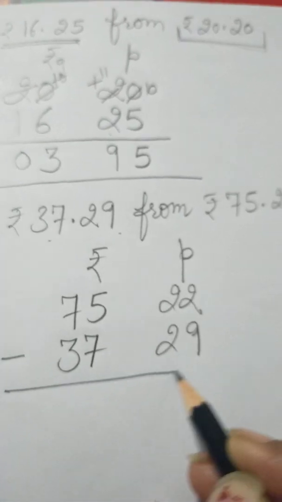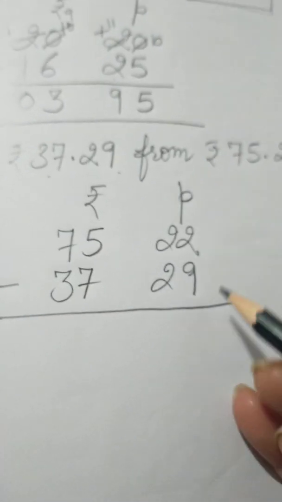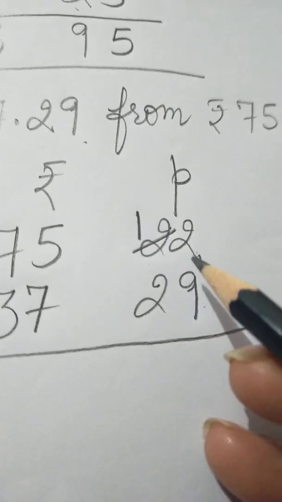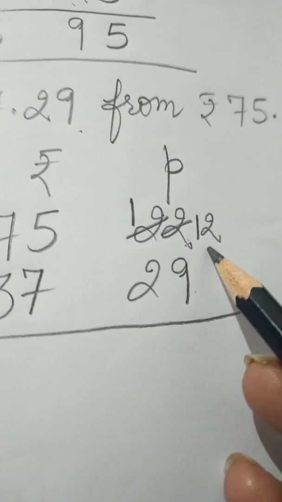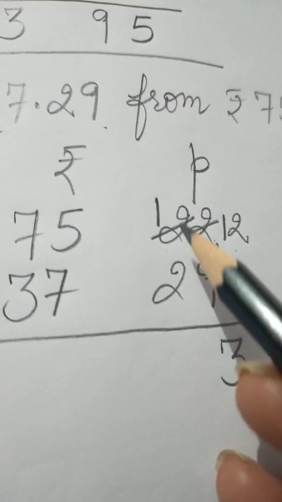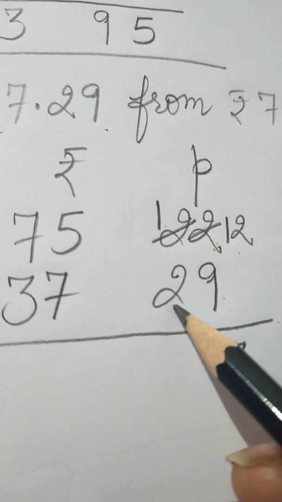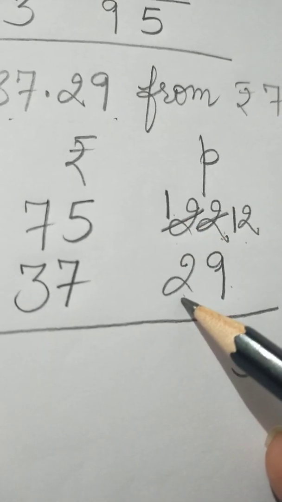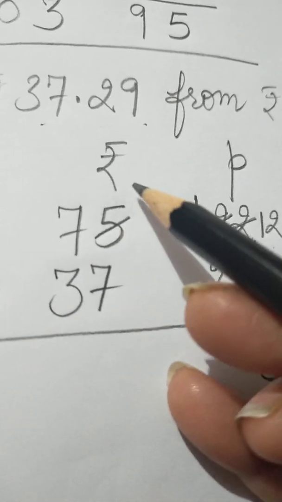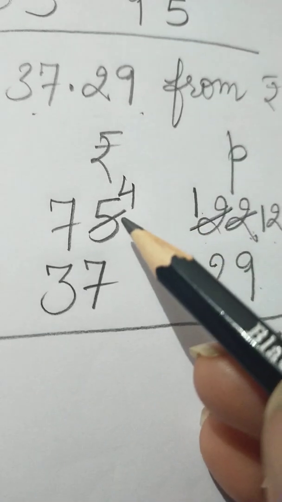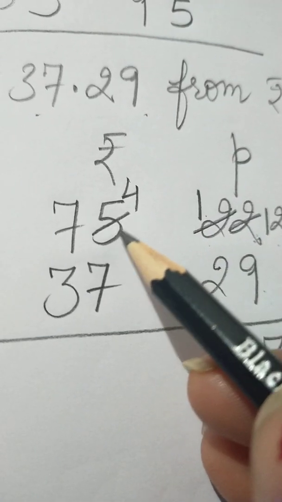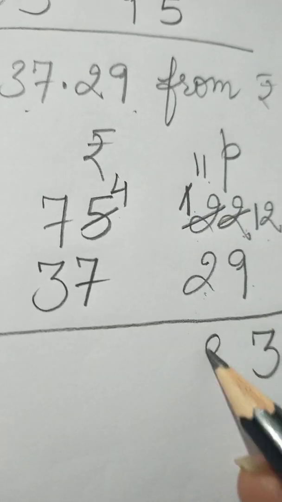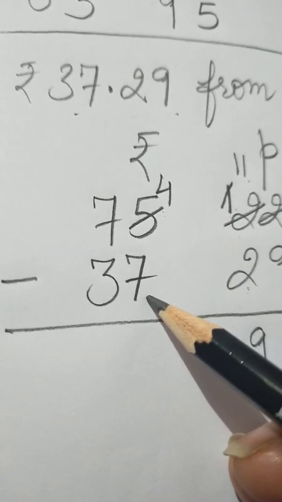We will do subtraction. Yes, 2 minus 9 is not possible, so what we will do, we will take one borrow from here. It will be left with 1, and here it will become 12. 12 minus 9, 3 will be there. Now 1 minus 2 is not possible, so what we will do, we will take one borrow from here. Yes, and here it will be left 4, and here it will become 11. 11 minus 2, 9 is there. Then 4 minus 7 is not possible.